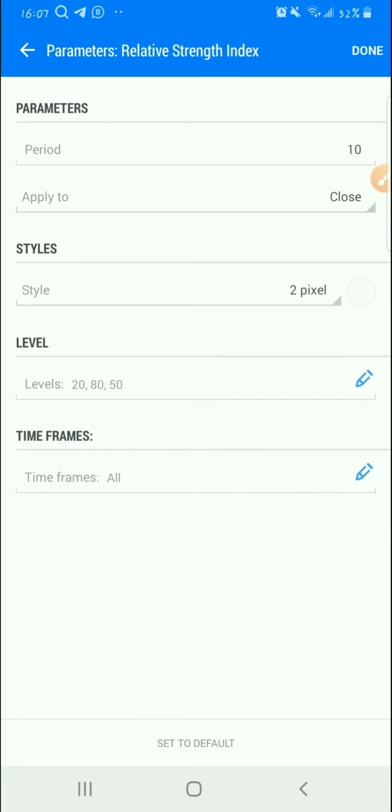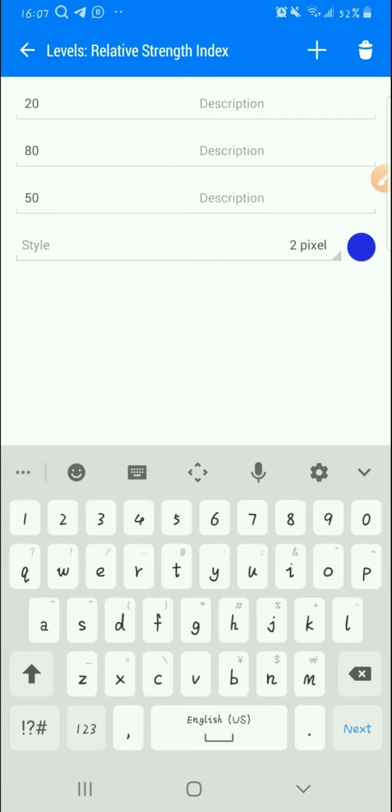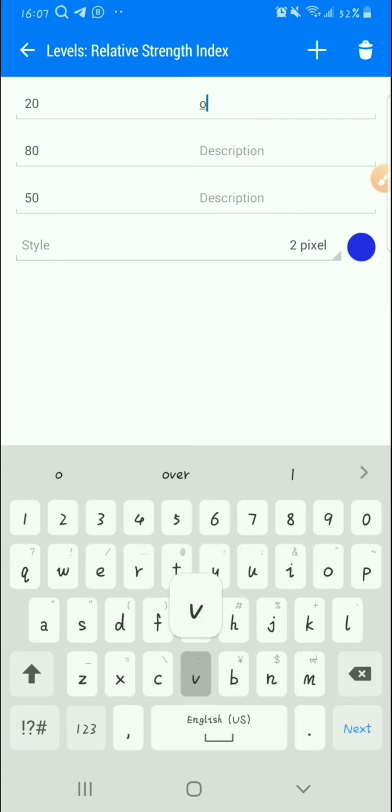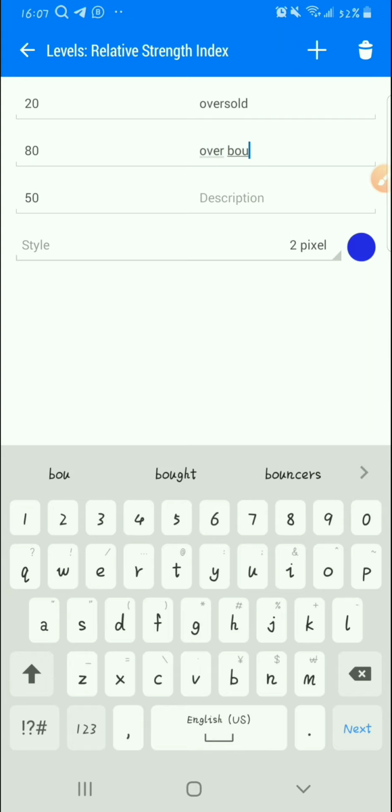for RSI we are using period 10. Guys, take note of this. We're using period 10, applied to close. Use style 2 pixels, color white. Okay, don't confuse this. 2 pixels, color white. And for levels we are using level 20, 80 and 50. Level 20, this is our oversold zone, and level 80, this is our overbought zone.